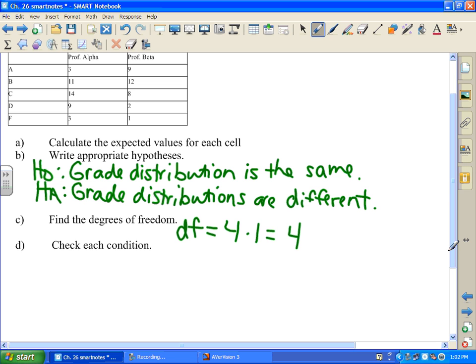Okay, check the conditions. This is the first time we've checked the conditions for a chi-square test, mainly because it's really easy. The conditions are on the first page of your notes if you want to look at them. The first condition is that it has to be categorical data. Are we counting how many are in each category? Yeah. The next 2 conditions are the ones we always check. Does this say it's a random sample? No. So it's hopefully a representative and unbiased sample.